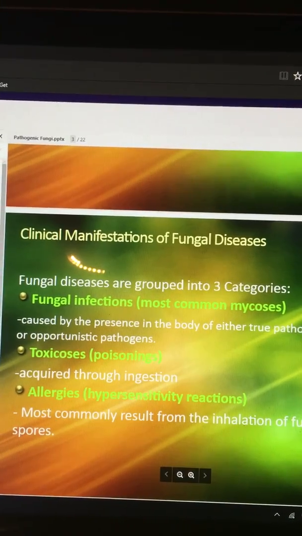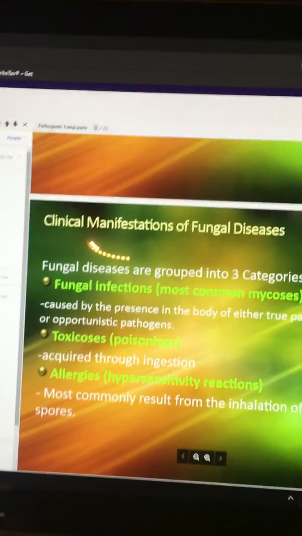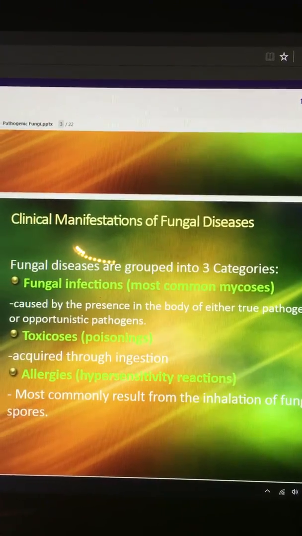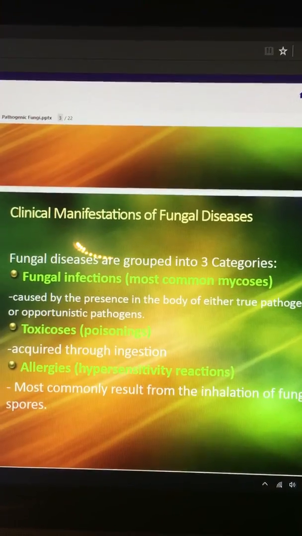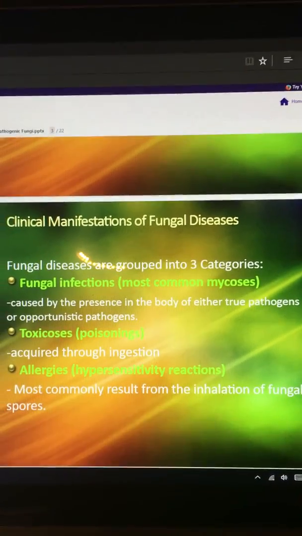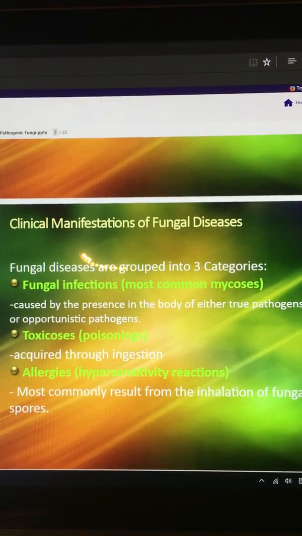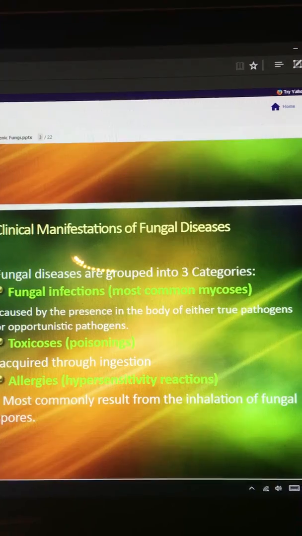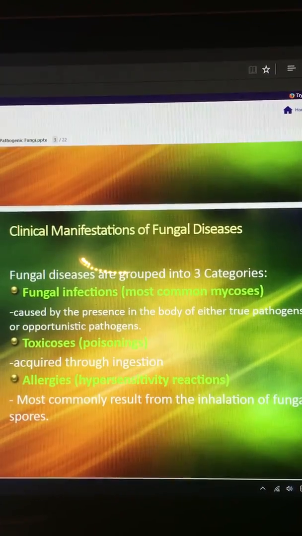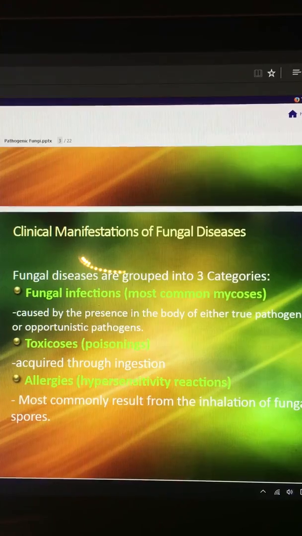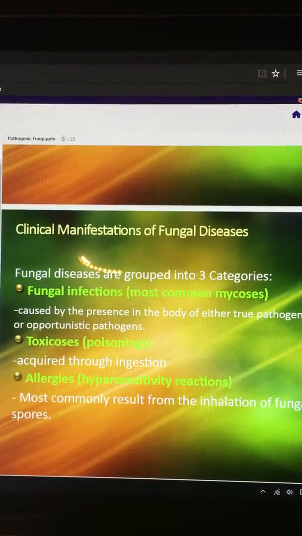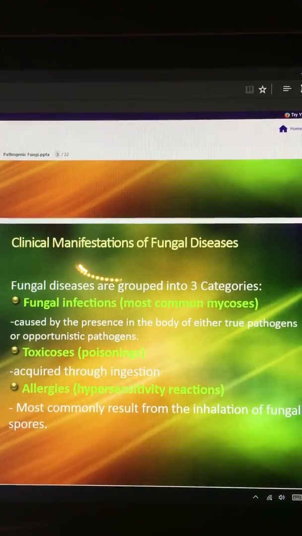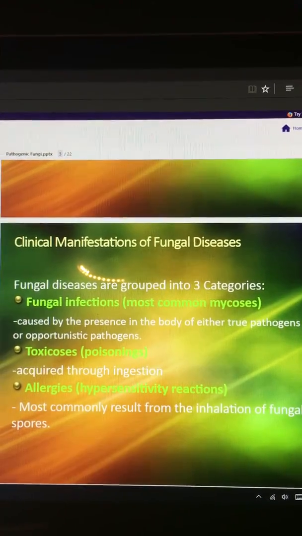There are clinical manifestations of fungal diseases. They are grouped into 3 categories. Fungal infections are the most common types of mycosis. They're caused by the presence in the body of either true pathogens or opportunistic pathogens. True pathogens can get inside even a healthy person who has a good immune system. Then there's toxicosis, which is poisonings acquired through ingestion, and allergies, which are hypersensitivity reactions. They most commonly result from the inhalation of fungal spores.